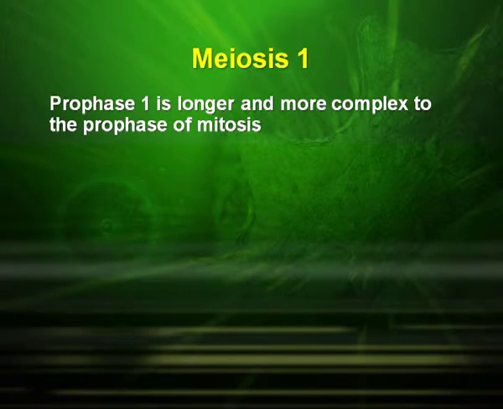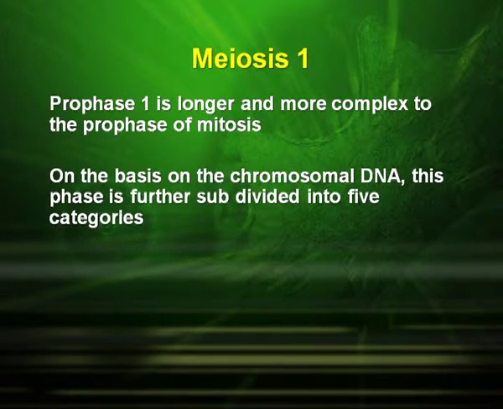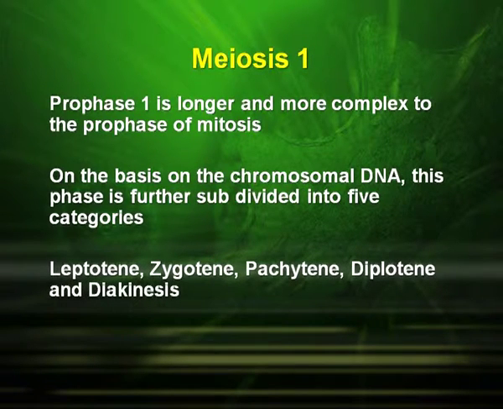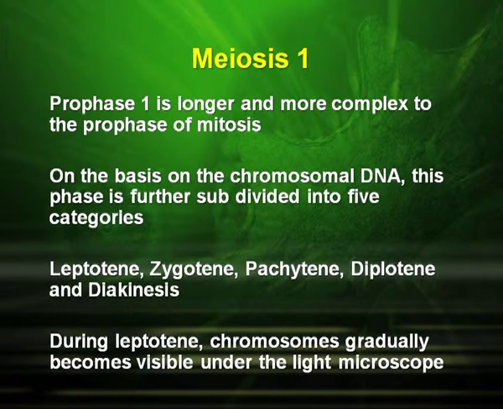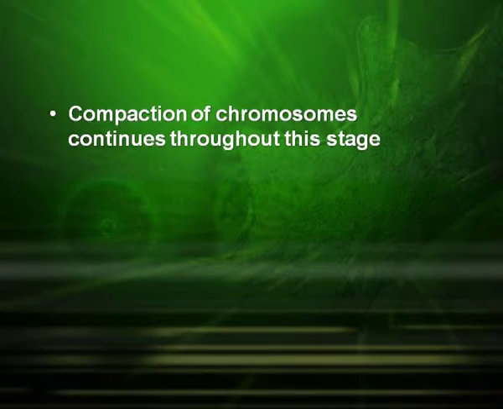Meiosis I starts with prophase 1, which is longer and more complex than the prophase of mitosis. On the basis of the chromosomal DNA, this phase is further subdivided into 5 categories, namely leptotene, zygotene, pachytene, diplotene and diakinesis. During leptotene, chromosomes gradually become visible under the light microscope. Compaction of chromosomes continues throughout this stage.